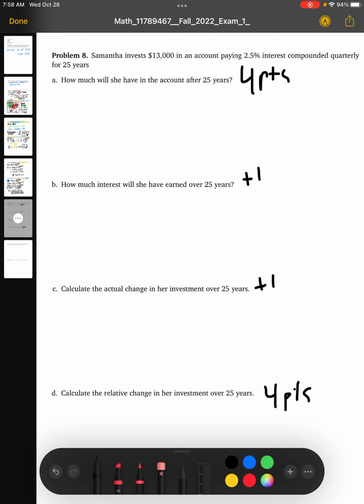And let's just kind of go through this. So this problem says Samantha invests $13,000 into an account that pays 2.5% interest compounded quarterly for 25 years. So the first part A, just asks how much is she going to have in her account after 25 years. Again, we have to choose a formula, and we have some clues. Our interest is compounding quarterly. So we know it's a compound interest formula. We know it's going to compound 4 times a year.